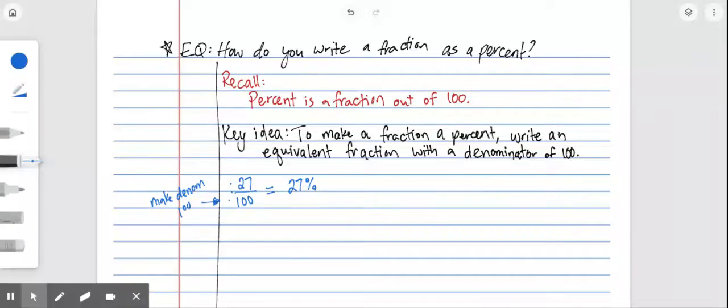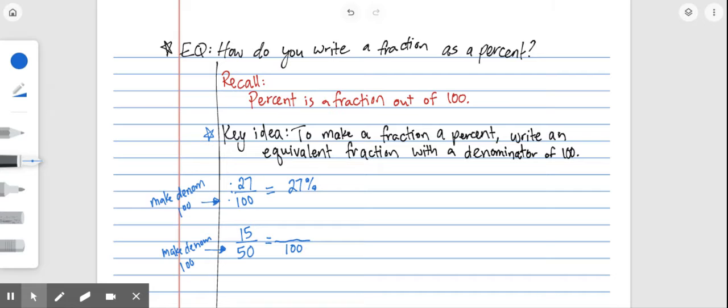Okay. All right, but what if you have a problem that says like maybe 15 out of 50? Now you'll notice that the denominator on this one is not 100. So we need to make the denominator 100. Okay. So we need to write an equivalent fraction with a denominator of 100, just like the key idea tells us to do. So I'm going to write equals a fraction with a denominator of 100.